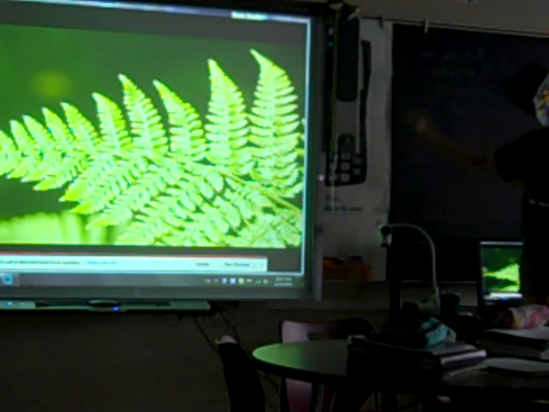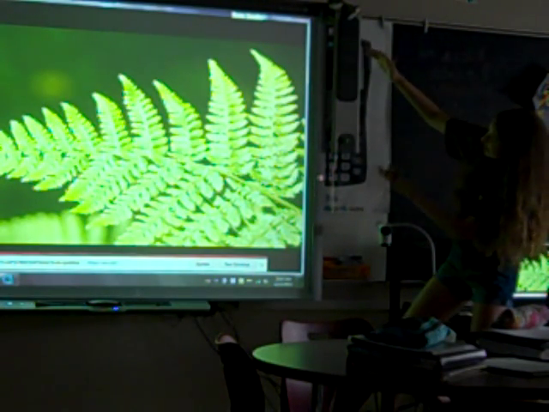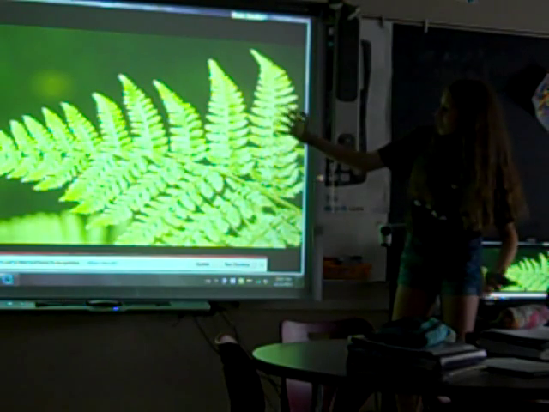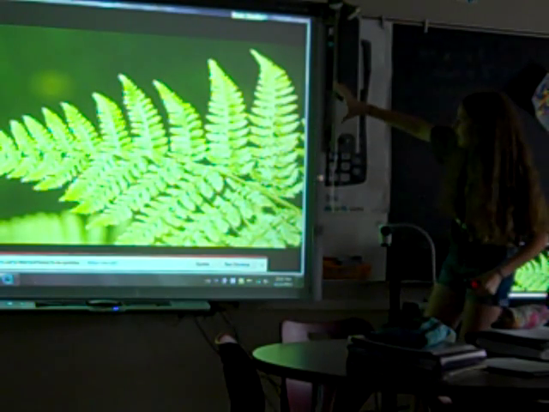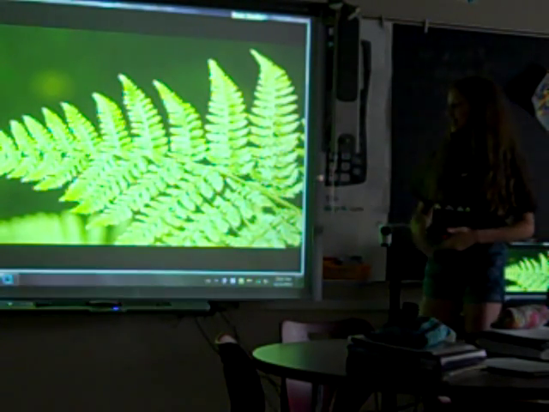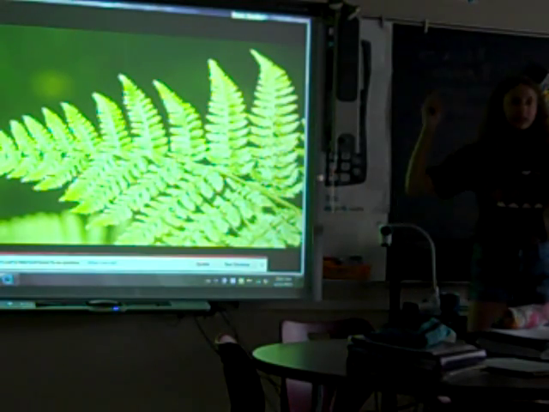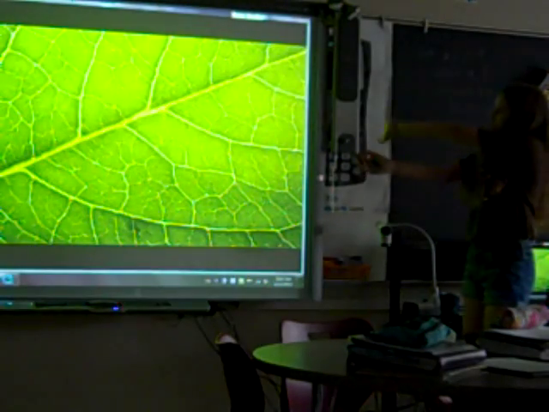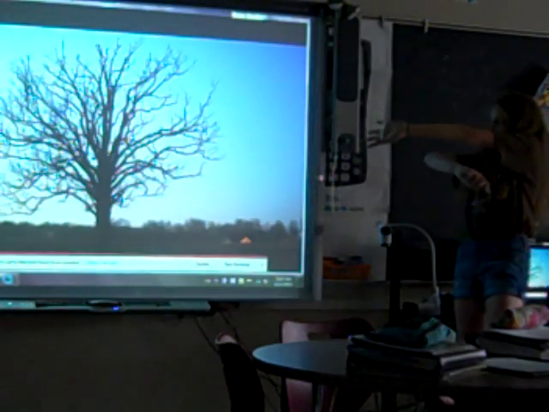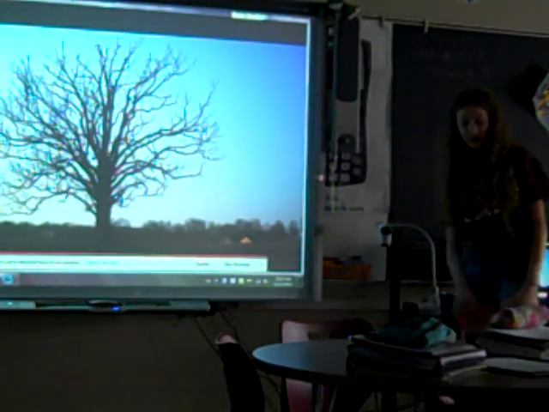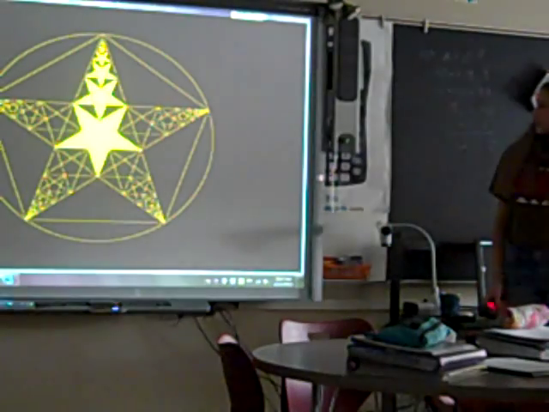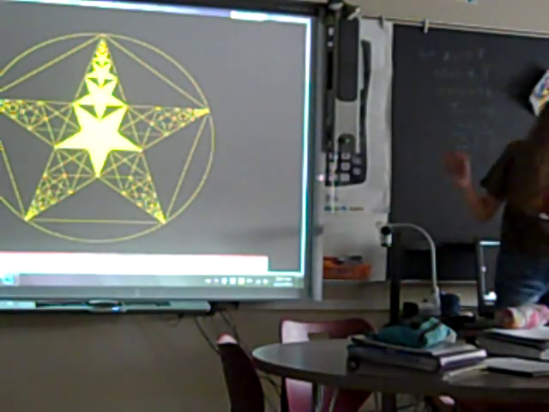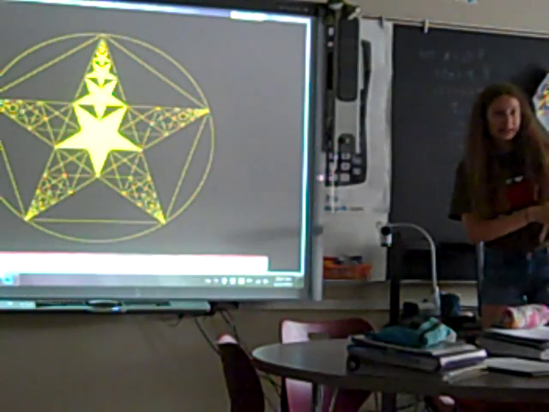Here's a fern, and the same basic leaf design is copied along the stem, and each one is kind of like the original. It's not exact, but it's still a fractal because it's pretty close to the original one. This also is found in leaves, like how they branch off, and in trees and crystals and snowflakes too.